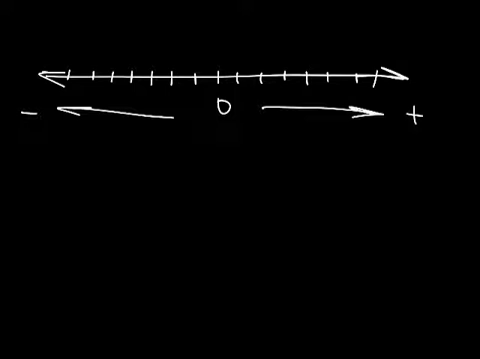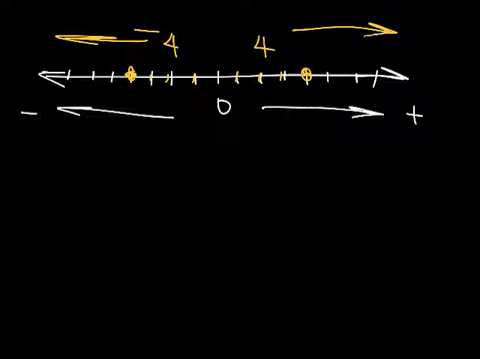So if I'm interested in a particular number, let's say I'm interested in 4. How far is that yellow dot from 0? 1, 2, 3, 4. It's 4 away. And if I go 1, 2, 3, 4 the other way, how far is that 4 from 0? It's also 4. The difference is this went in a negative direction and this went in a positive direction. But they're both 4 units away from 0.